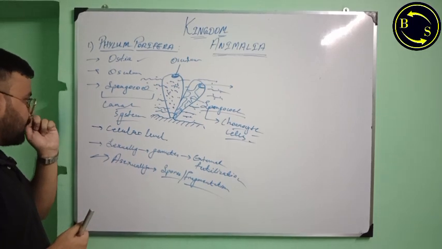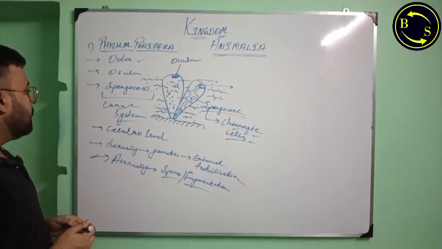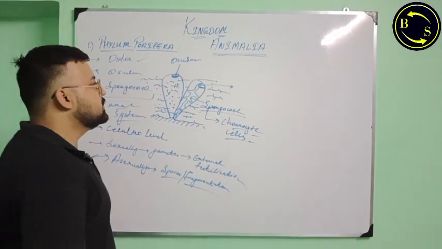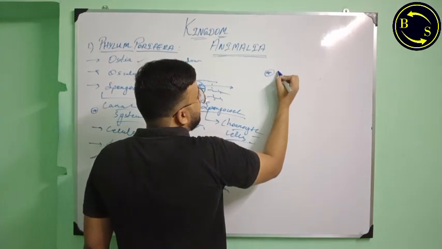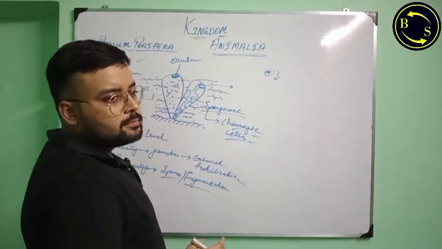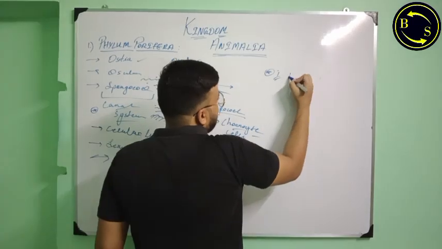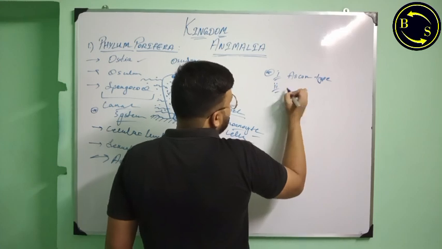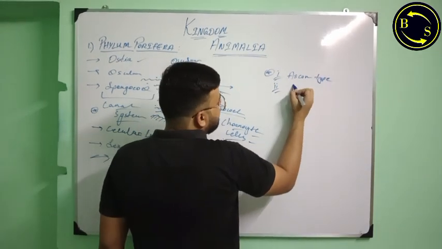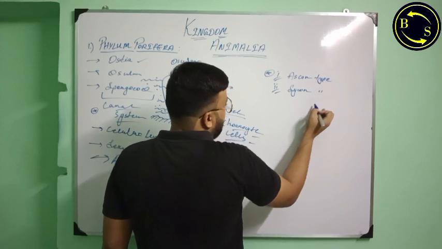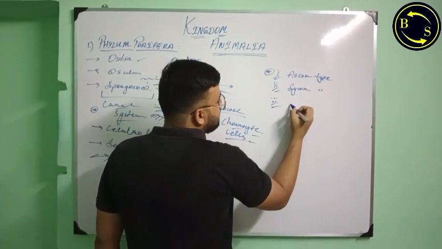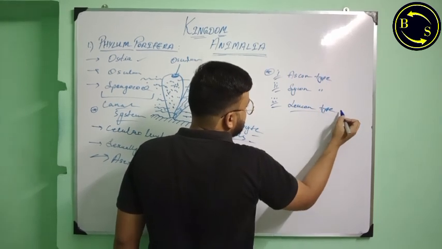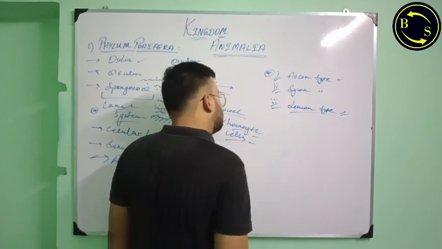So the canal system: there are three kinds of canal system. The first, or the most primitive, is the ascon type. Then a bit more evolved than the ascon type is the sycon type, and the most evolved of all the canal systems is the leucon type. This is the most evolved, and this is the least evolved.